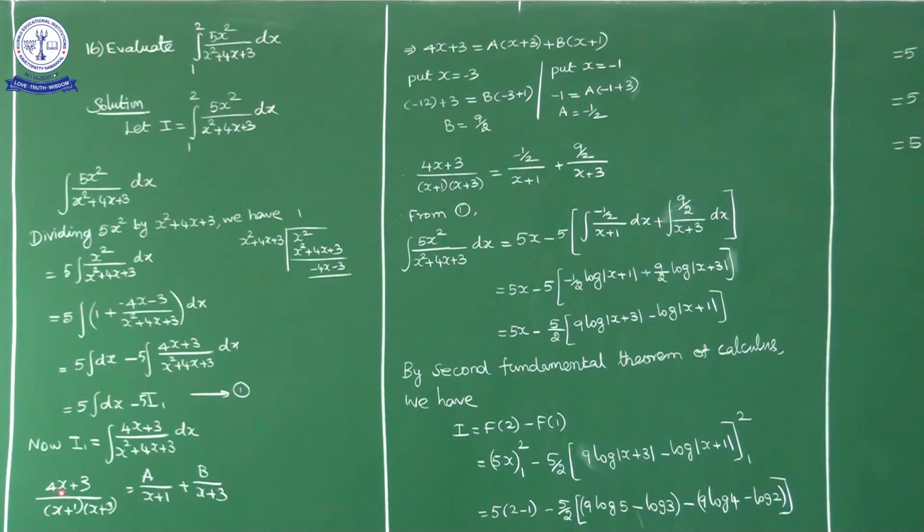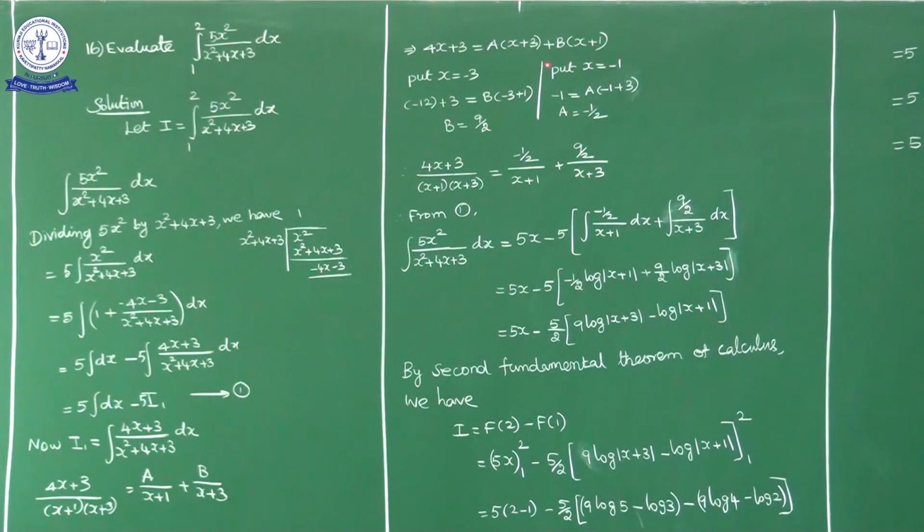So numerator is 4x plus 3, denominator is x square plus 4x plus 3. I can write as (x plus 1) into (x plus 3). Denominator is product of two linear factors. So I'll write this part as a upon (x plus 1) plus b upon (x plus 3). By taking LCM, x plus 3 comes to this side and x plus 1 comes to this side. So what we have, 4x plus 3 is equal to a into (x plus 3) plus b into (x plus 1).